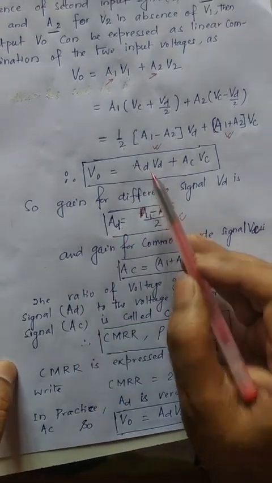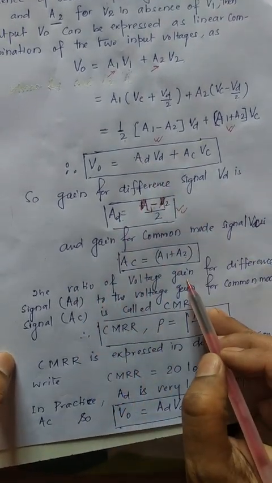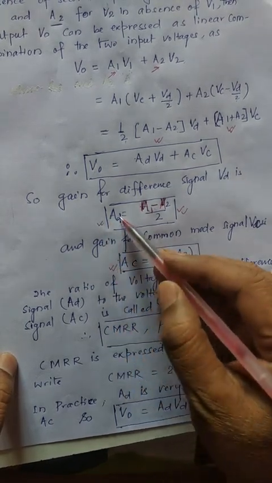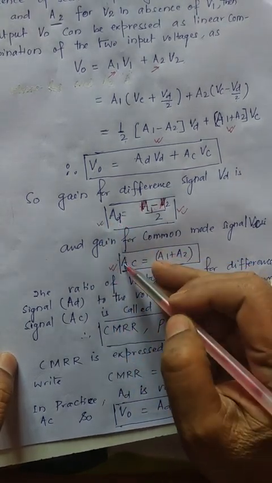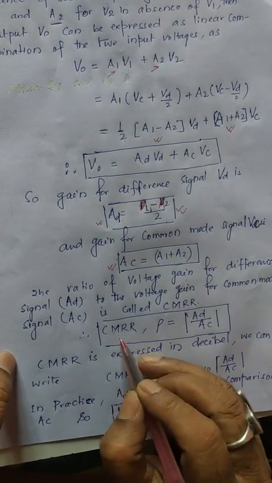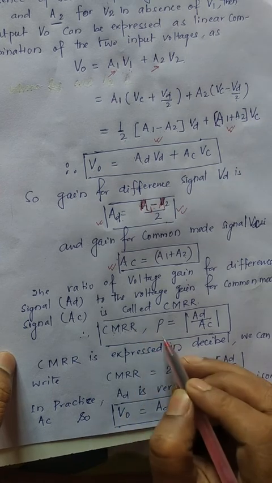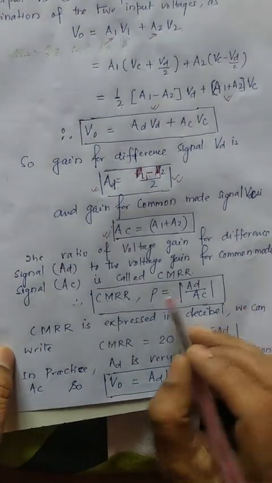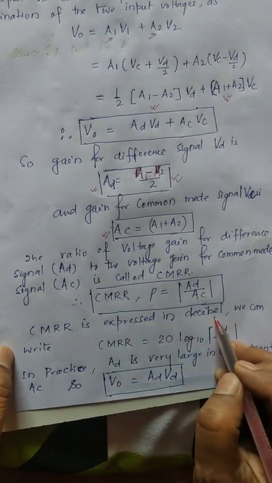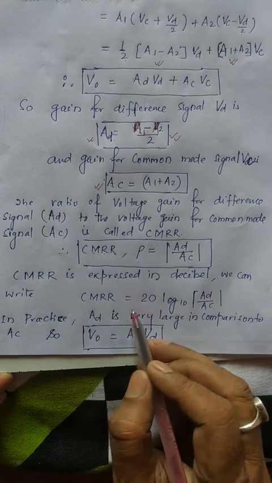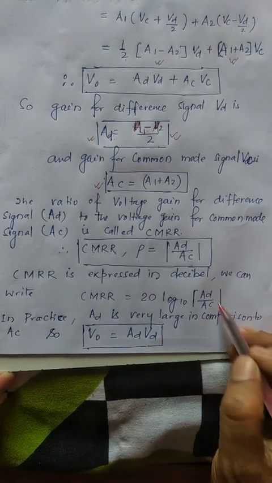Okay. The ratio of voltage gain, this is your AD, this is AC. If we take the ratio of these two, AD and AC, it is called CMRR, common mode rejection ratio, denoted by rho. So it is the ratio of AD to AC. It is expressed in decibels. In decibel form, we write CMRR is equal to 20 log10 (AD by AC).